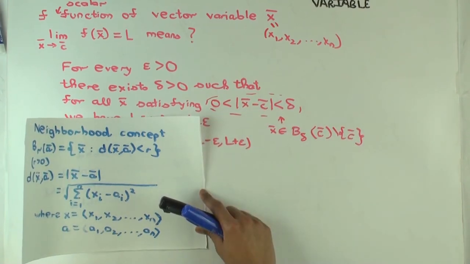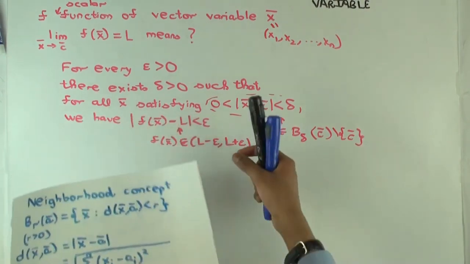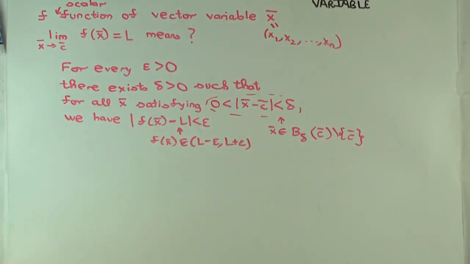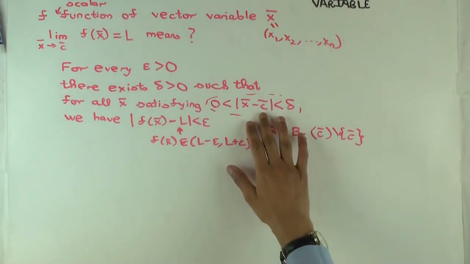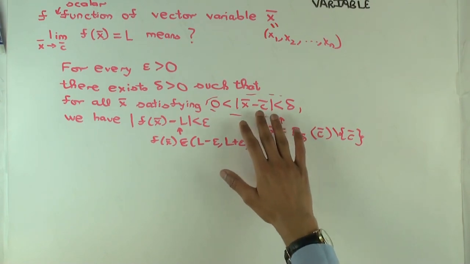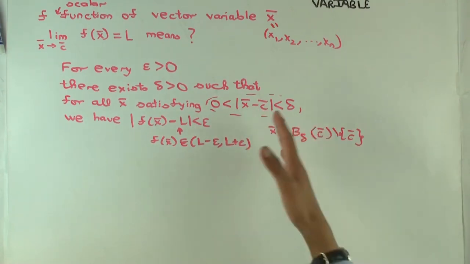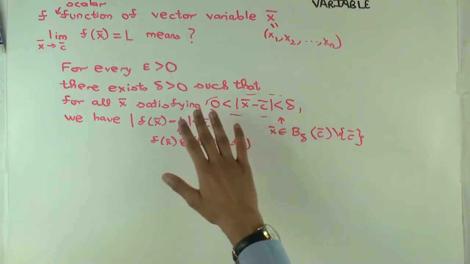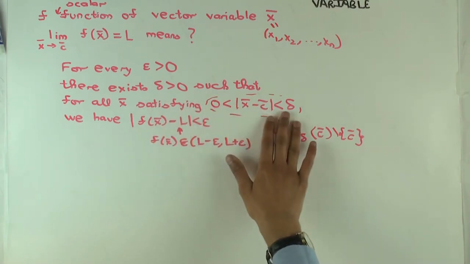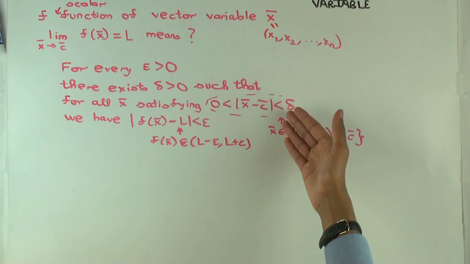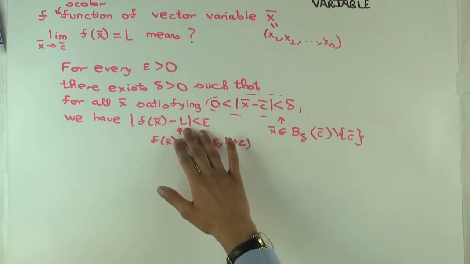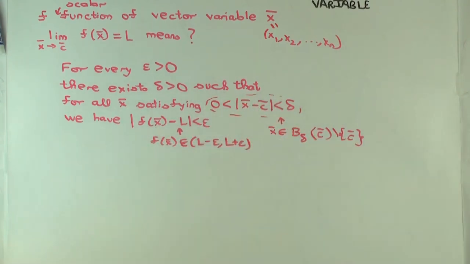Okay. So that means that you're making all the coordinates approach the coordinates of the point C. And in some sense, it's uniform in all the coordinates. All of them have to be small. So what this is saying is if x is really close to the point in all coordinates, then f of x is really close to L. And that's the usual definition of limit.